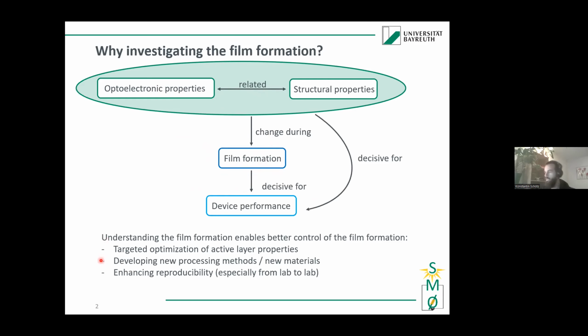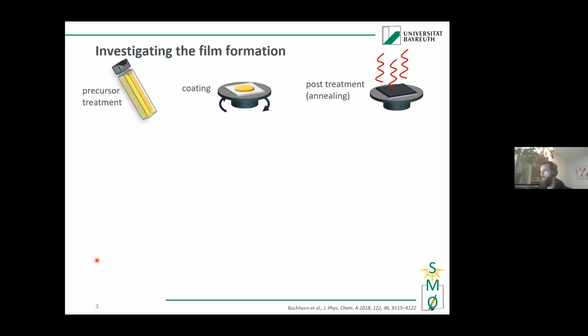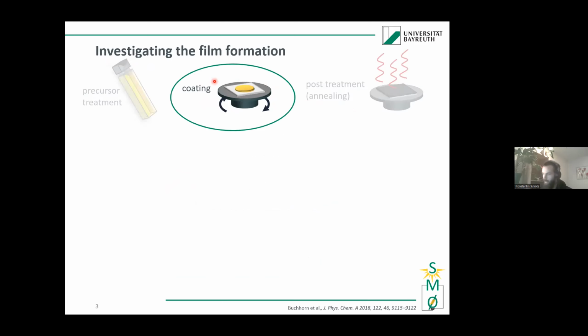And hopefully it helps developing or adapting new processing methods to new materials, and it will enhance the reproducibility, especially from lab to lab. So talking about the film formation, there are many aspects which can be considered. It starts with precursor treatment, then of course the coating itself, for example spin coating, but also post-treatment like thermal annealing. We focus, or I focus today, on the coating itself, especially on the spin coating, and we monitor that with optical in situ spectroscopy.